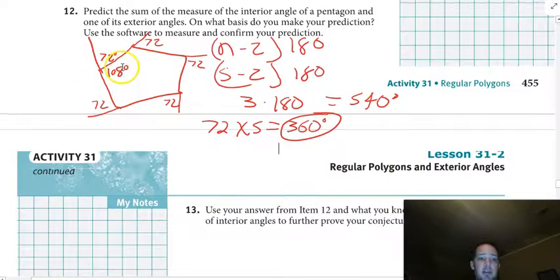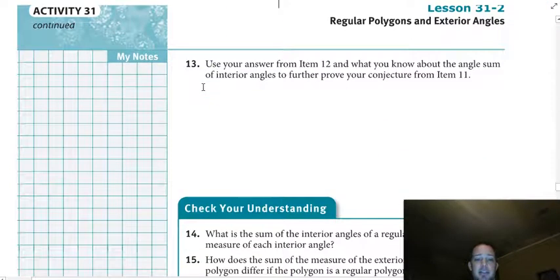If I have a regular pentagon right here and I know how to find the interior angles, which I do, if it's a regular pentagon, the sum is 540. Each one of these, if you divide 540 by 5, is 108. And then I could use the linear pair to find the exterior. That also proves that the sum of the exterior angles has to be 360.